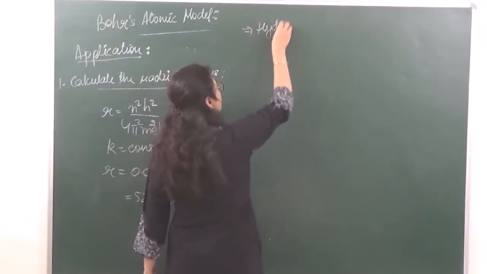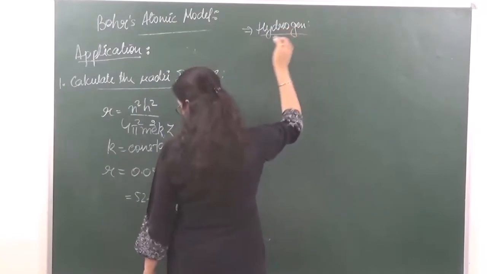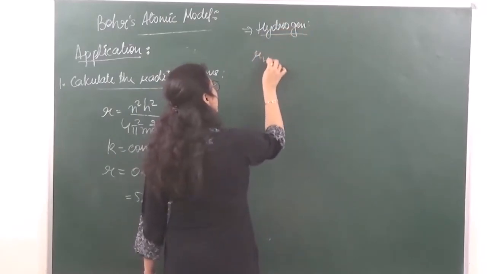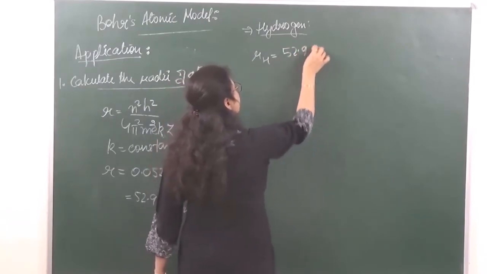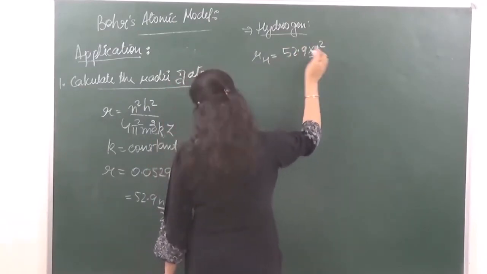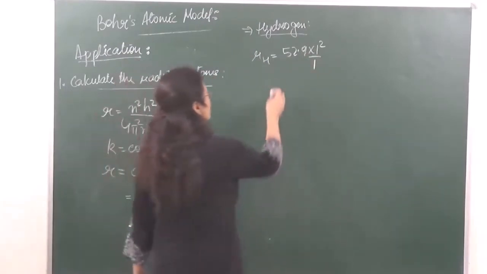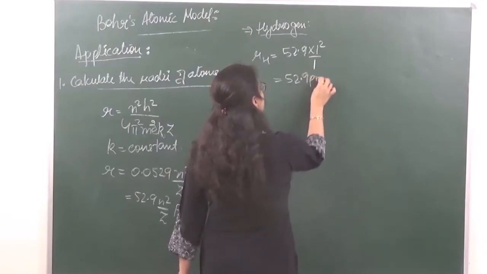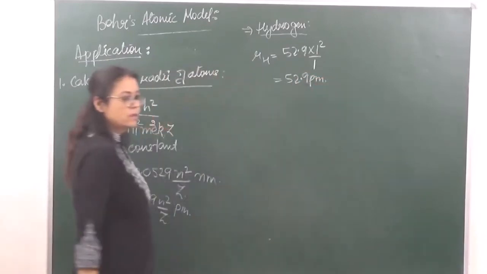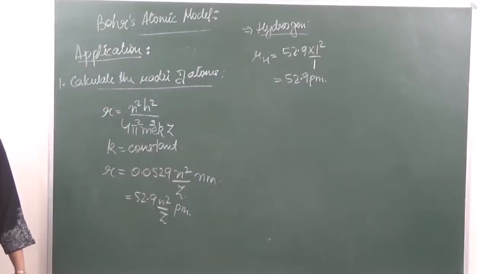So when the value of the first orbit of hydrogen was calculated, r of hydrogen is equal to 52.9 into 1 square upon 1, right? So it was 52.9 picometers. Clear?